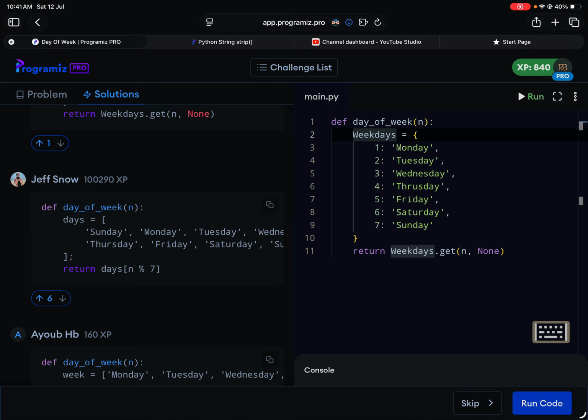So 15 would be what? 1, so that would be Monday. Okay, it works like that, so this is better. Otherwise, in our case, it's not going to work like that, right? So this is an elegant solution in my opinion.